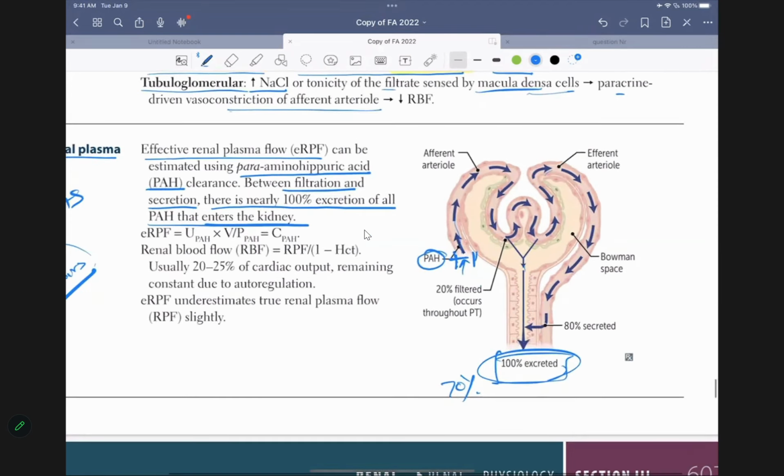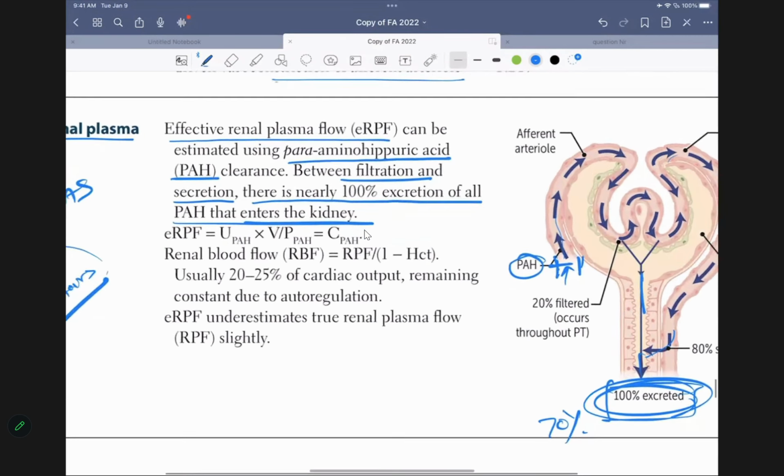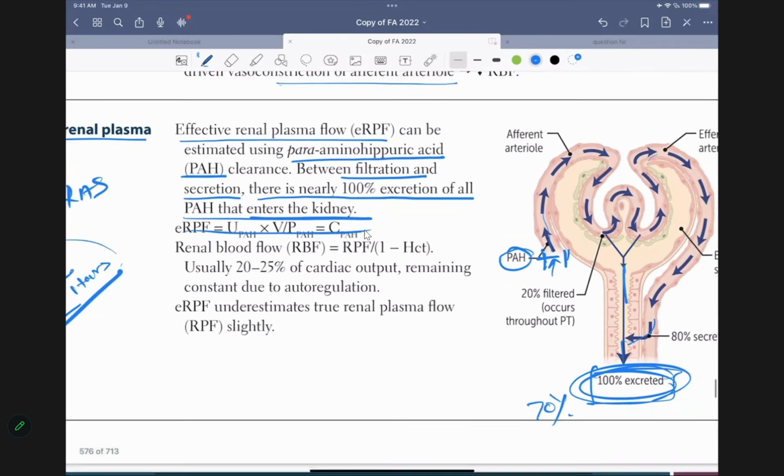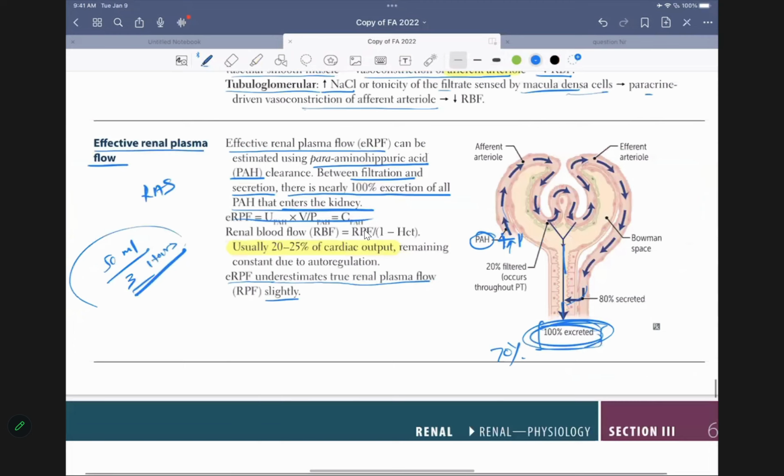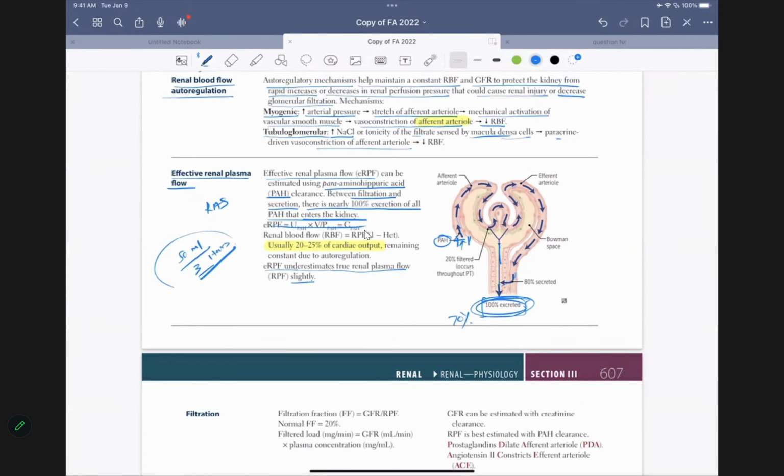Remember, these are only done in people who already have an abnormal suspicion with kidney function, folks. Now, you don't have to memorize the equation. You don't need to know it. Next, look at this. 20 to 25% of the cardiac output goes to the kidney. Again, they are repeating because this is important. Effective renal plasma flow underestimates true renal plasma flow slightly, folks. Still, we can measure that effective renal plasma flow.